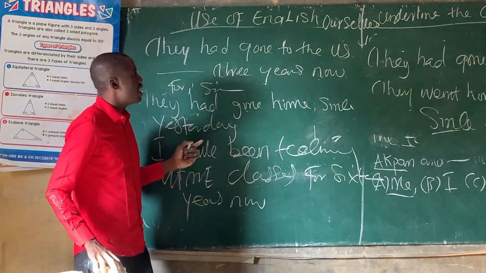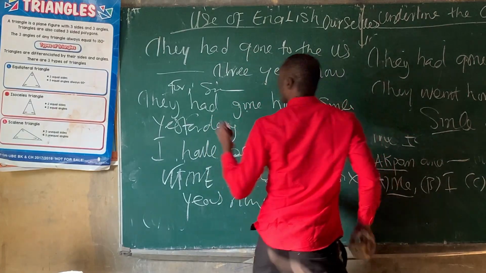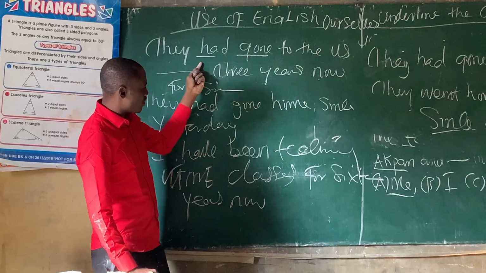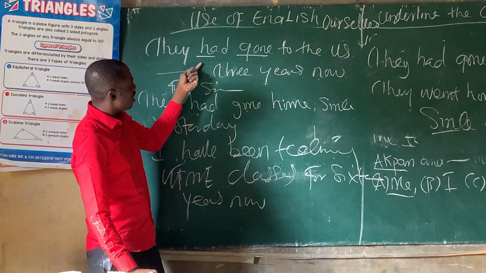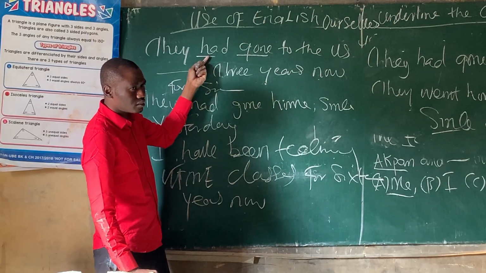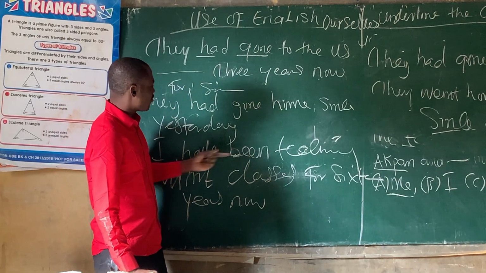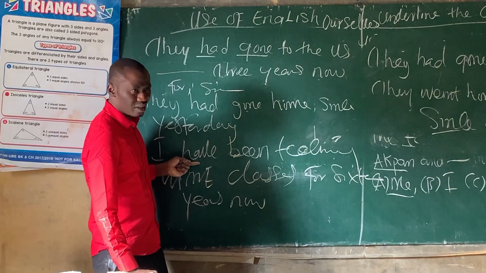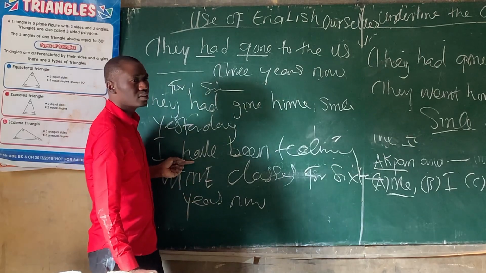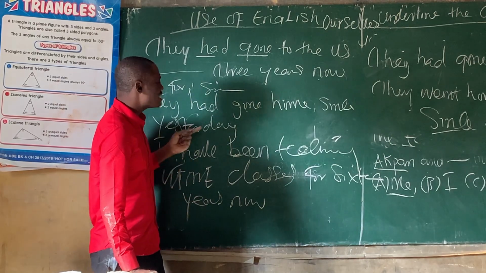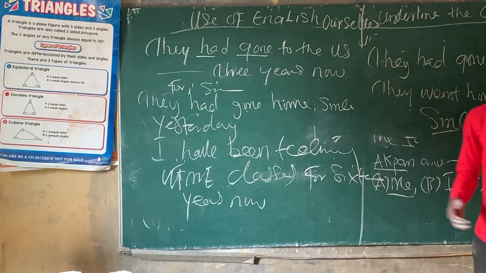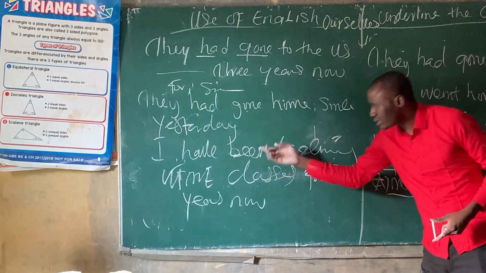Let me give one more example here. There is something I need to point out to you. "I've been teaching." What do we call this type of tense? Is it past perfect tense or present perfect tense? Good, your brain is working. "Have been teaching": it is present perfect continuous tense.